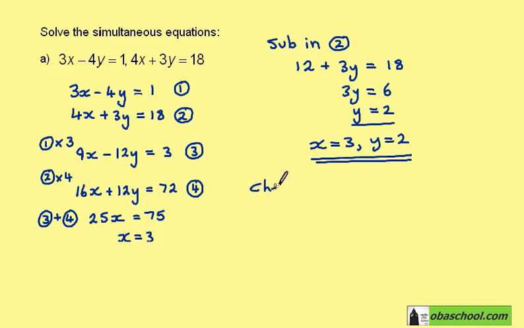Of course, we should always check solutions to simultaneous equations. Looking at 1, if x is 3 we have 9, and if y is 2 this is 8, and 9 take away 8 is 1. Looking at 2, 4 3s are 12, plus 3 2s is 6, which is 18.